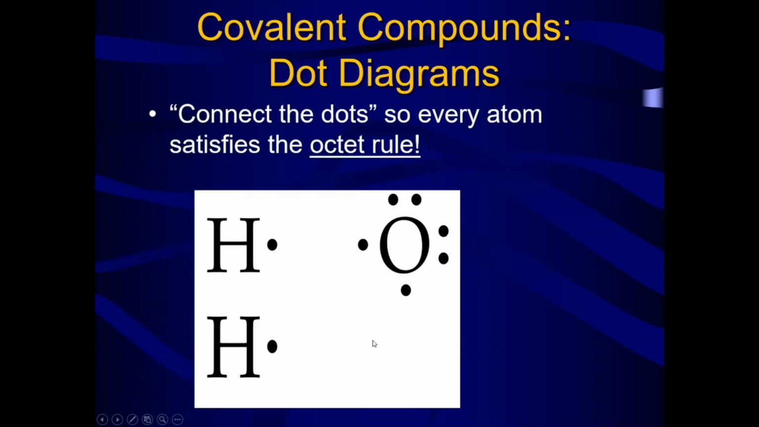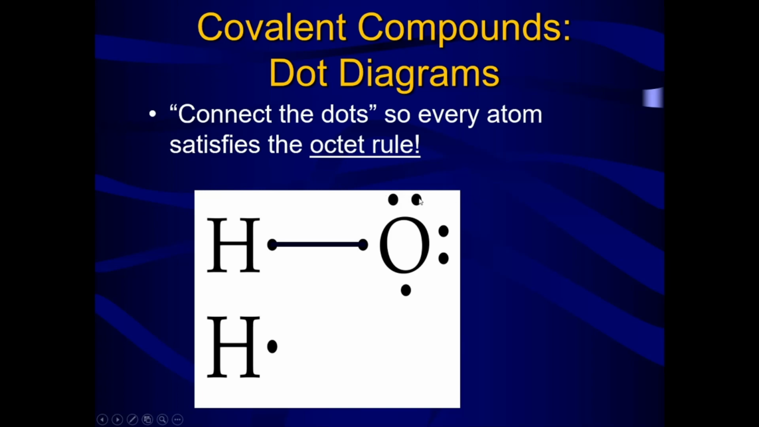So we are going to connect the dots so that every atom satisfies the octet rule. Now hydrogen technically has 2 because it's allowing oxygen to access this one. So it's sharing with oxygen here, but it's also grabbing one from oxygen to share. So hydrogen has 2, and remember hydrogen only needs 2 in order to satisfy its rule. So hydrogen's good. What about oxygen?